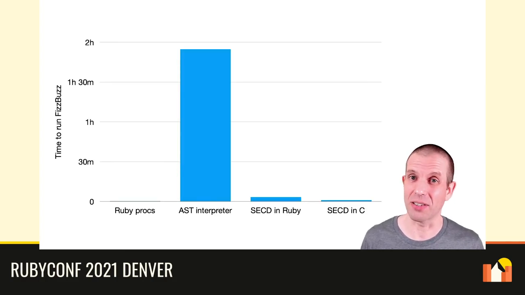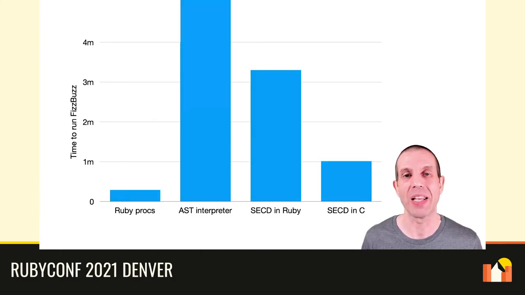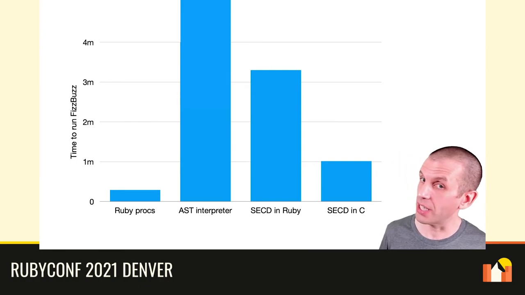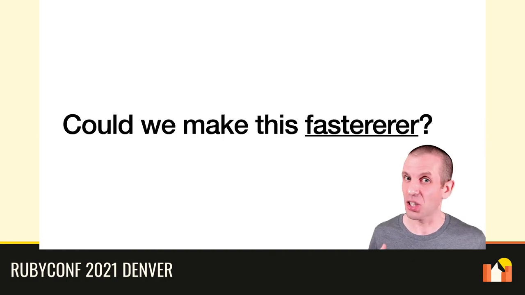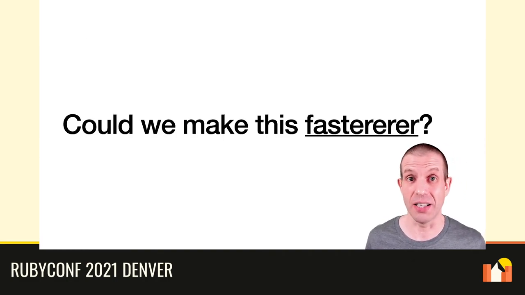Here are what the timings look like. It's a bit hard to see the detail because the AST interpreter is so much slower than everything else. So let's zoom in a bit, which shows that the SECD machine is starting to get close to the performance of Ruby procs, but is still about 3 times slower than what we started with. Of course, this leads inductively to the obvious question, could we make this even faster still?